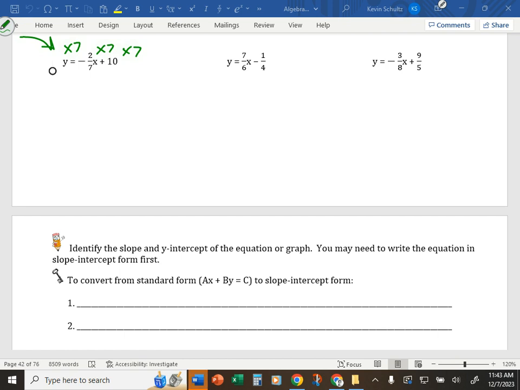Right, because the denominator of the fraction is 7. What's going on here is that if you take negative 2/7 and you multiply by 7 over 1, negative 2 times 7 is negative 14, and 7 times 1 is 7.